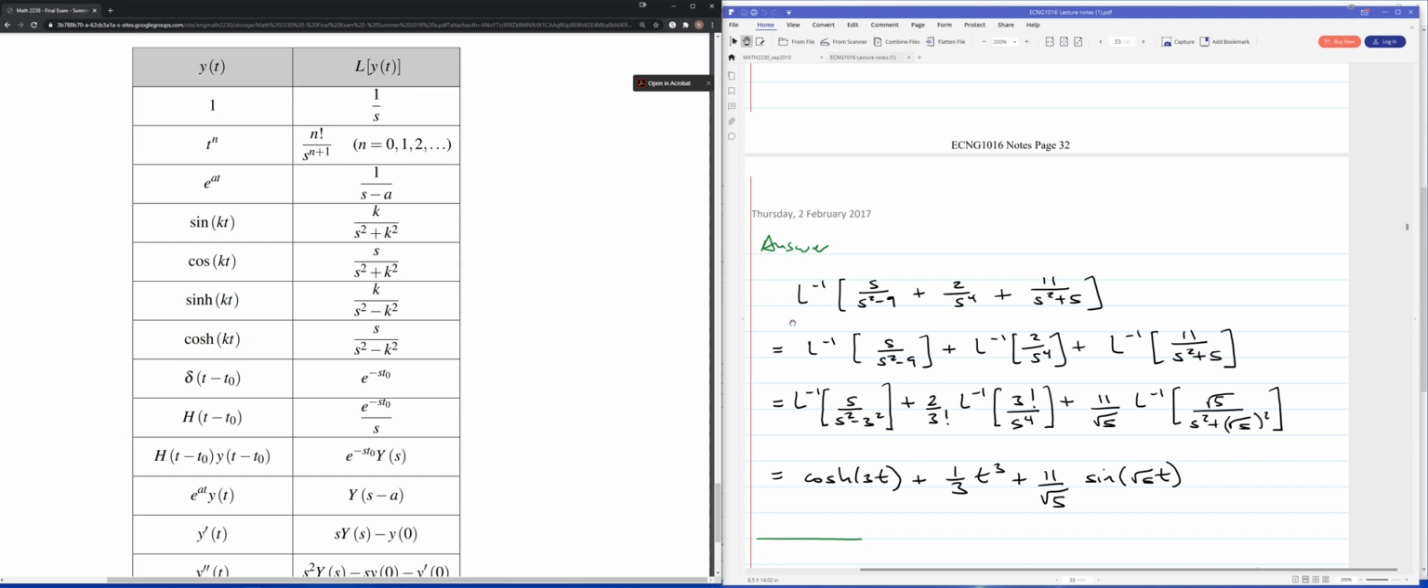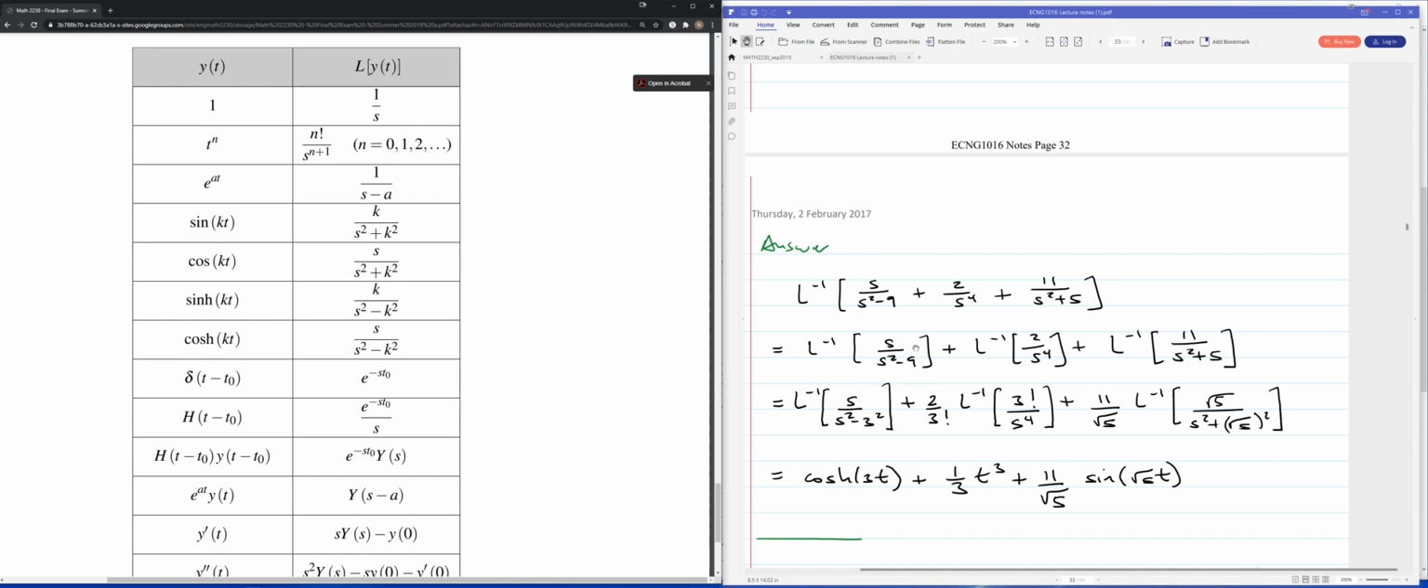Okay, and notice why you want to do that. You're breaking it up into smaller pieces. This entire big sum over here is not going to come directly from your table. You're not seeing it in your table. But the smaller pieces here, you can in fact use your table. So I have the Laplace inverse of, say, this s on s squared minus 9.